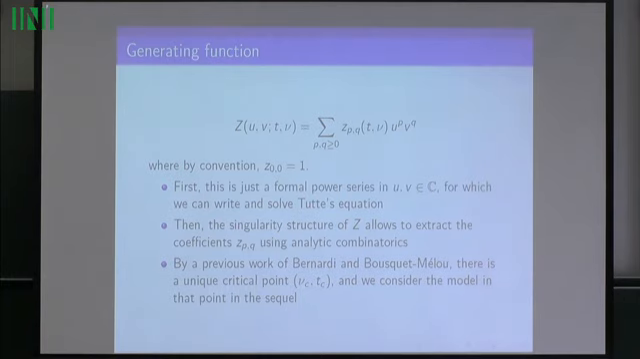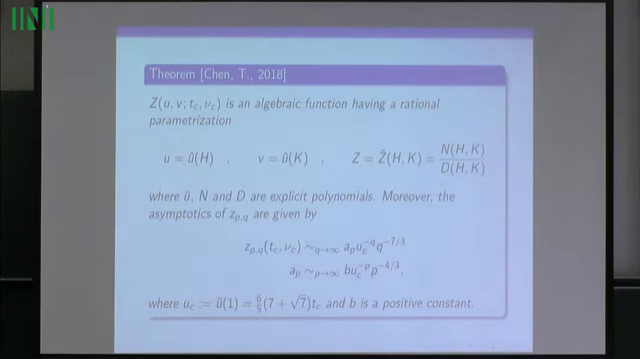And the second one is it's easier for computations. Okay. So this is our first theorem. It says that this generating function Z is an algebraic function and it has an explicit rational parameterization. So we have here two variables h and k which parameterize this same curve with u and v. And this is now the explicit expression, and this d is quite nice.